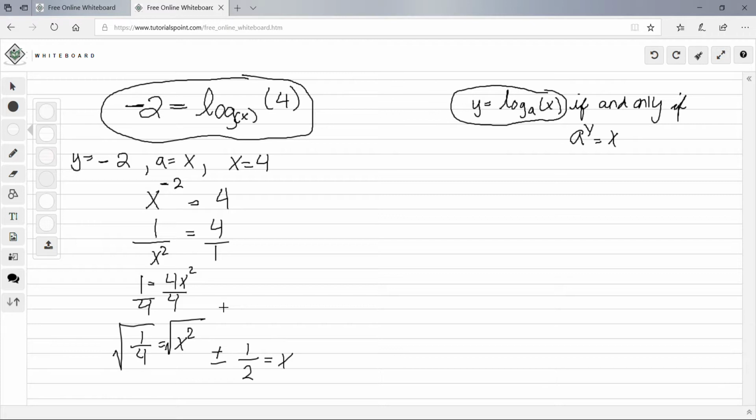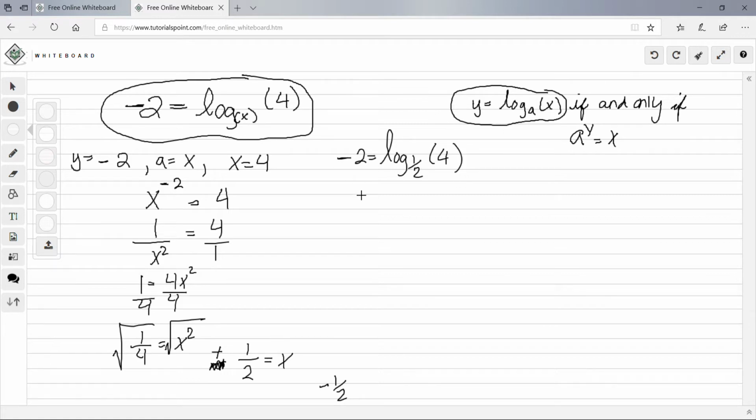Can we use negative 1/2? I don't think we can, right? We can't use negative 1/2 because when you put it back into the original equation, your base can never be negative. So negative 1/2 is not an option. Let's try positive 1/2 in the original equation: negative 2 equals log base 1/2 of 4.